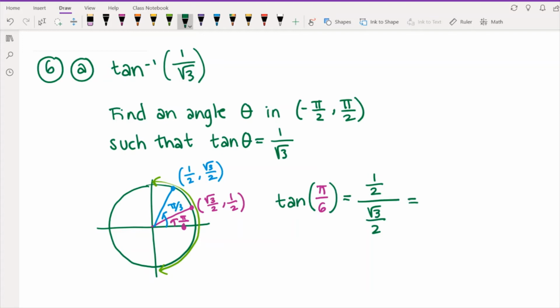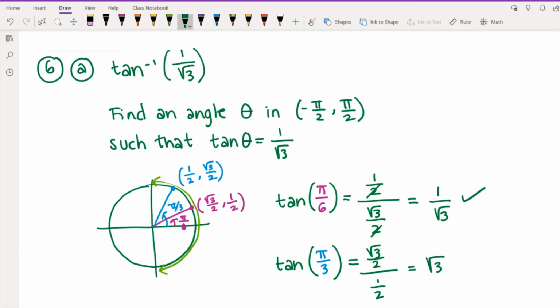And so if we simplify this, the 2's are going to cancel out and we're left with 1 over square root of 3. So that's what we were looking for, right? If we had done tangent, and I'll just do this one too. So if we did tangent of pi over 3, we would have got square root of 3 over 2 over 1/2, and that would equal square root of 3. And so that's not what we're looking for.